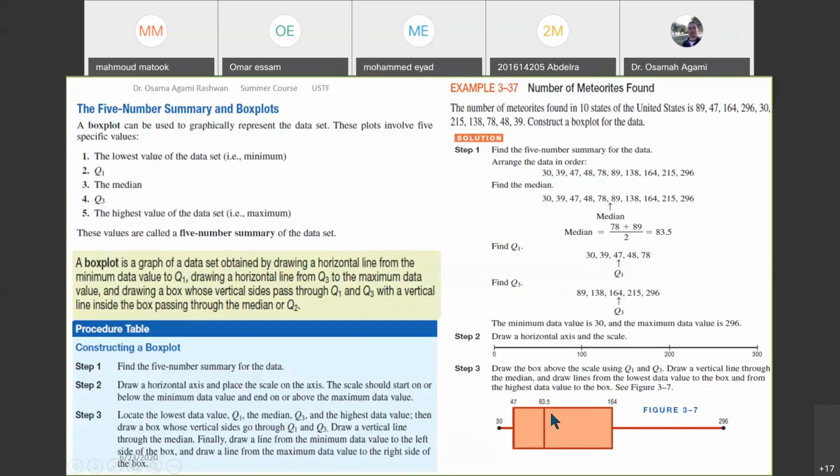What is the point of graphing this one? The median is not in the middle of the box, which means my data is skewed. Skewed to the right or skewed to the left? Skewed to the right. This is exactly like the tail when we have skewed to the right. This is how to graph the 5-number summary graph, or box plot. So the box plot is the same as the 5-number summary.